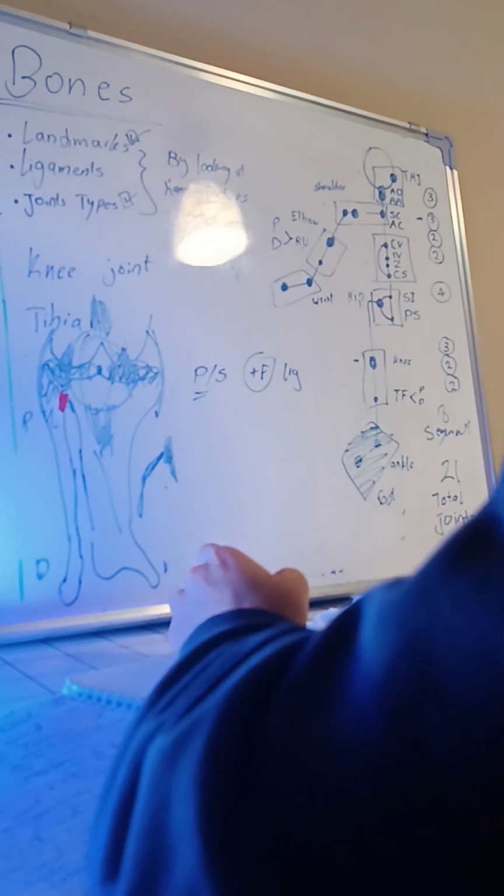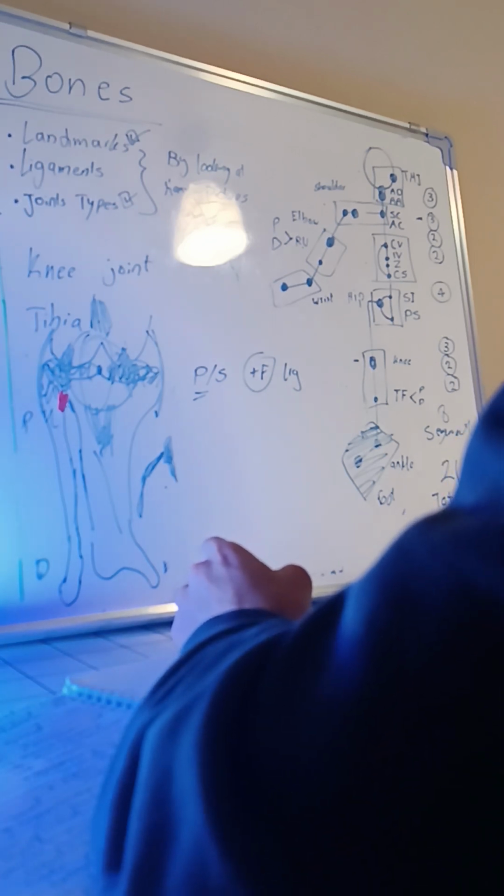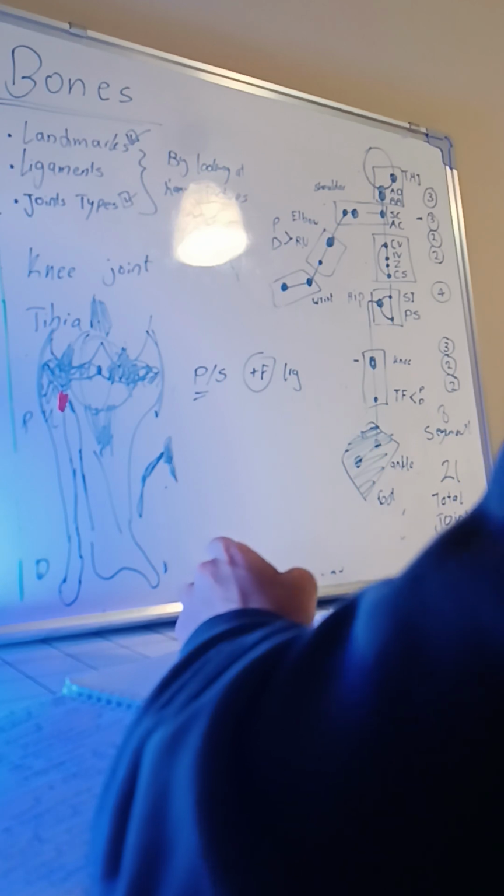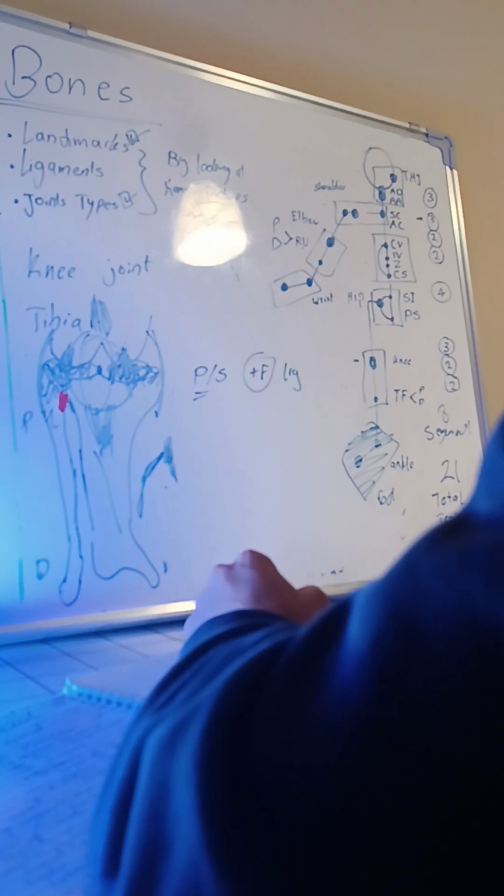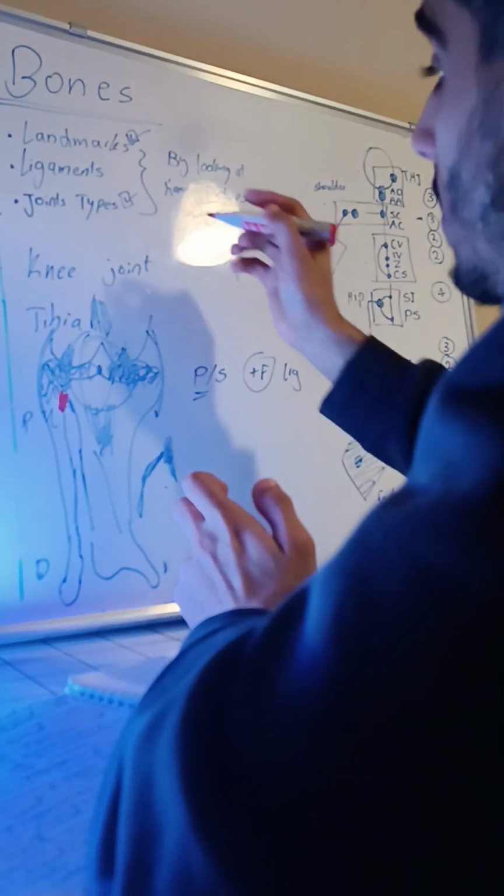This is in the proximal part. Sorry, for the distal part, we're gonna have the anterior inferior tibiofibular ligament, and also the interosseous membrane. That's all.